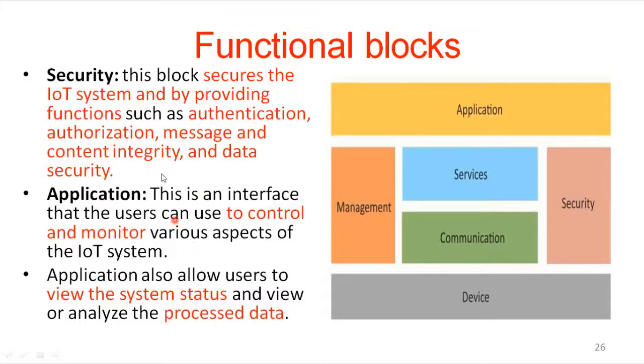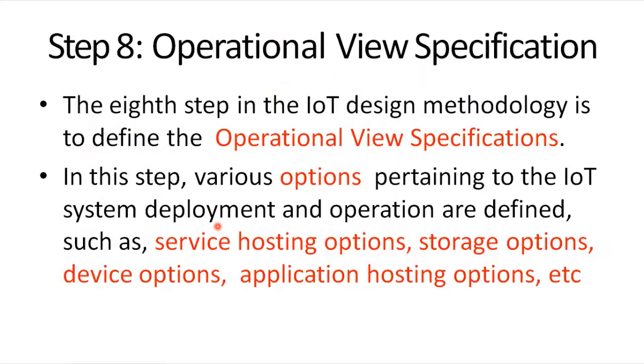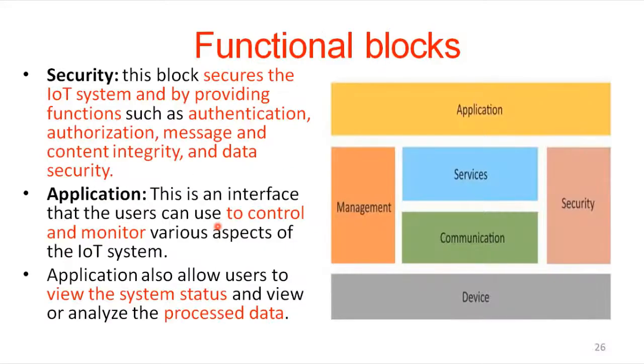Finally, there is the application block. This is the interface that the user can use to control and monitor the various aspects of the system. That means the application provides a user interface. The GUI is a very important one. From the GUI, the user can control and monitor the various aspects. The application allows the user to view the system status and to view and analyze the processed data. For viewing and analyzing the processed data, you will have different applications. That is the seventh step.